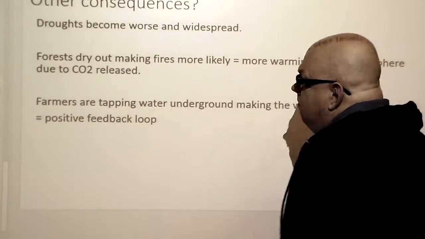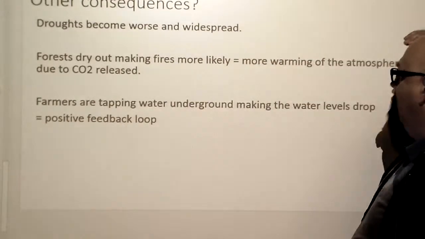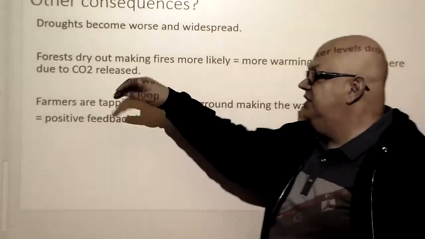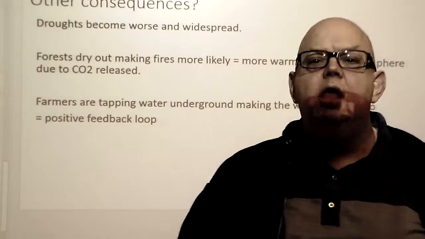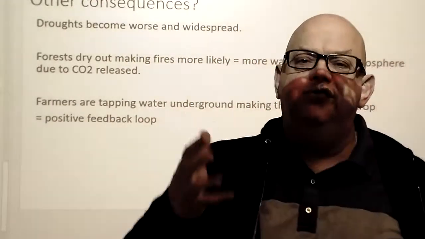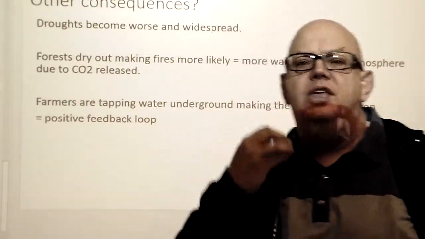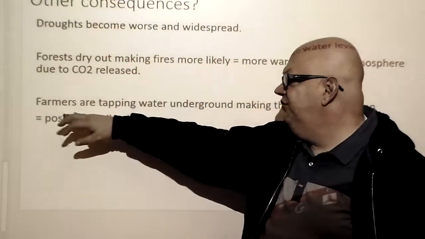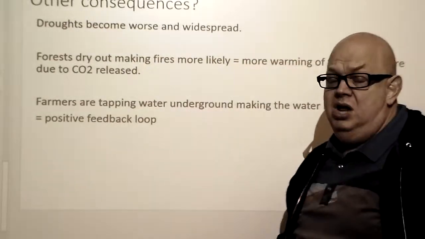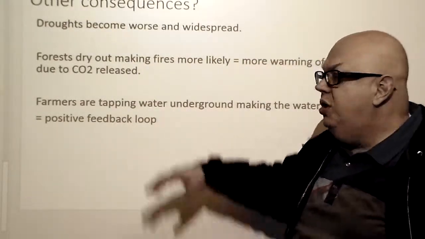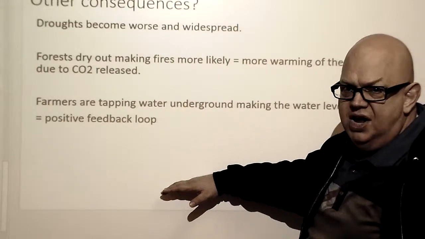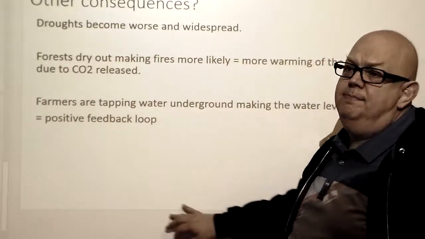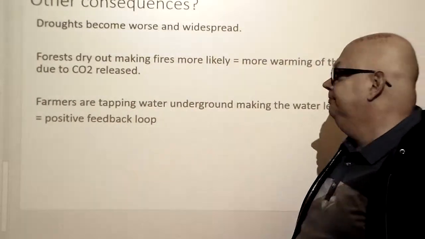That's a problem, because if you've got more forest fires, you have got more warming of the atmosphere because of the CO2 being released. That's not counting all the soot particles from the ashes of the vegetation being burned. Now, the other aspect about the drought is farmers tapping even more into underground water supplies, which drops the level, the water table, and that makes it even harder, okay? And that's where you get a positive feedback loop on this.